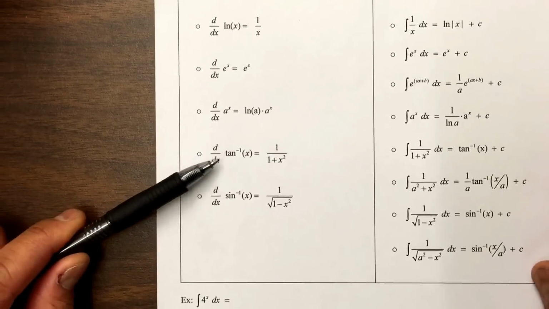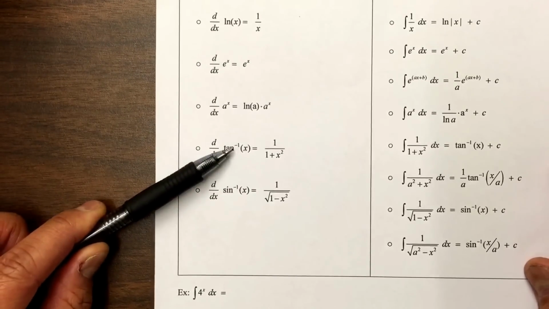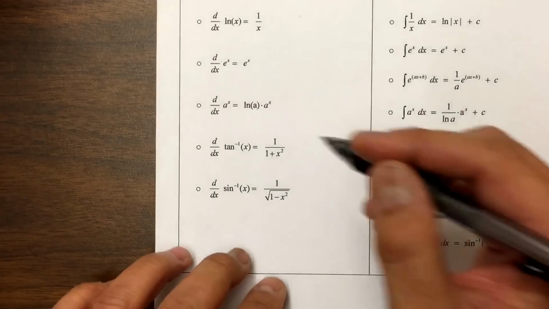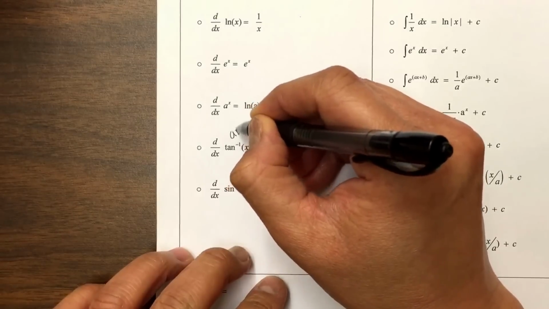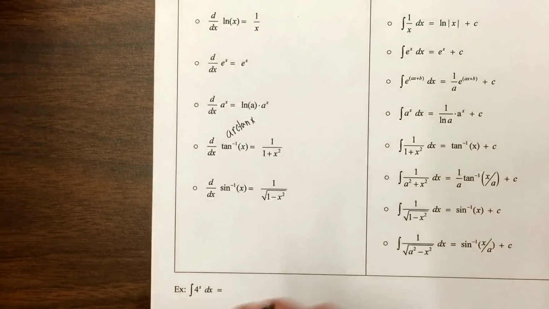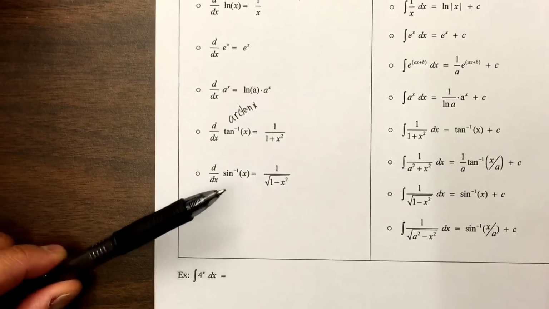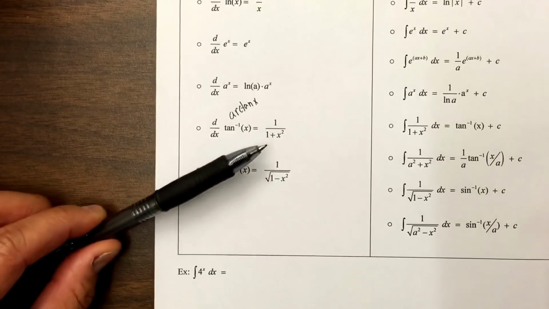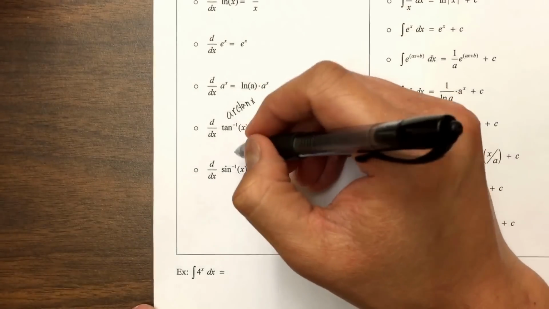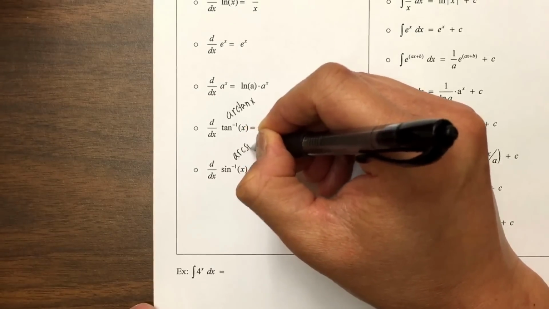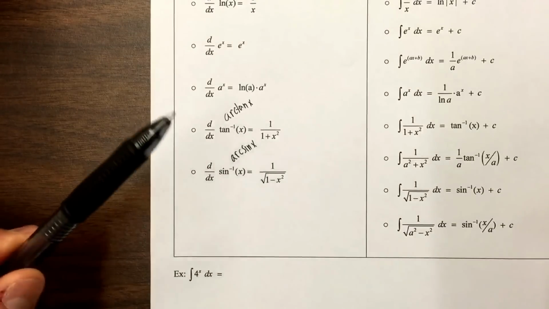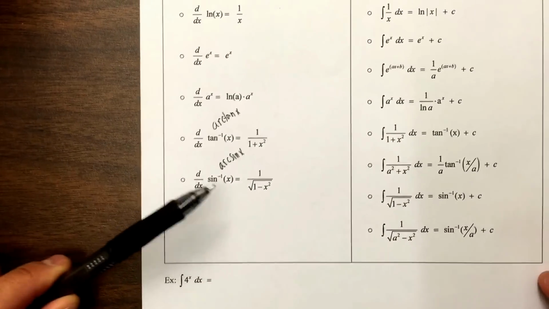The derivative of tangent inverse is 1 over 1 plus x squared. Another way to write tangent inverse is arctan. That's also tangent inverse. The derivative of sine inverse is 1 over the square root of 1 minus x squared. And again, sometimes you might see sine inverse written as arcsine instead of sine to the negative 1.